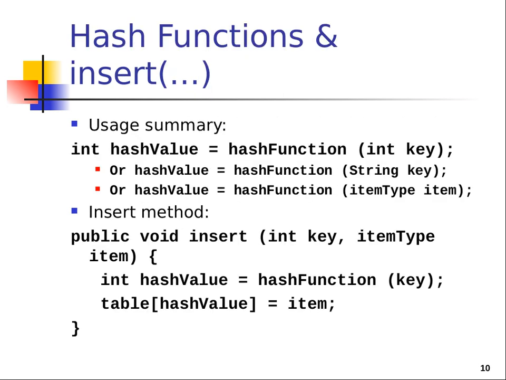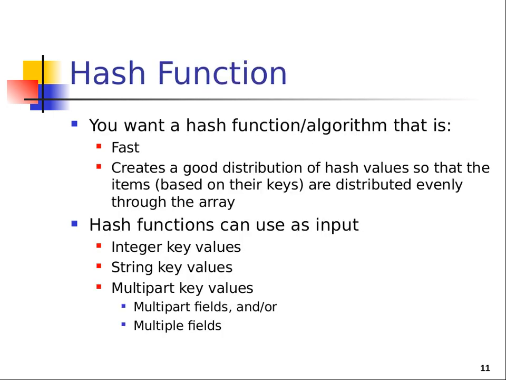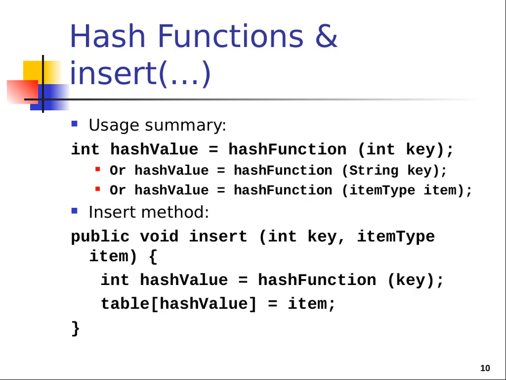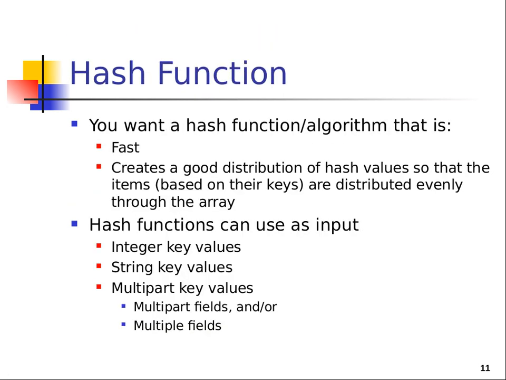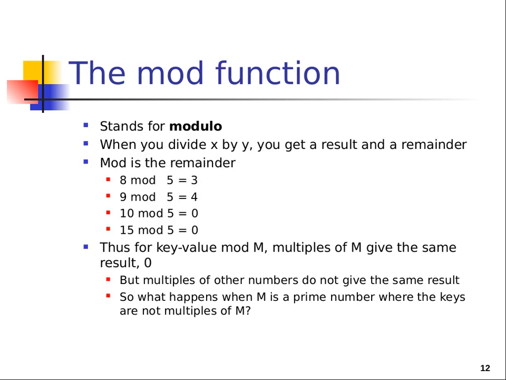Okay, so if you look at this code for insert, jumping to some position in the table is O of 1, and then putting an item in is O of 1. So really you're concerned about the efficiency of the hash function is what we're trying to point out here. So the efficiency of using a hash table is based upon your hash function. Do y'all see why that's the case? Okay, great. We want it to be fast and create a good distribution. That'll make more sense when we have an example. And can use as input for different parts. Okay.